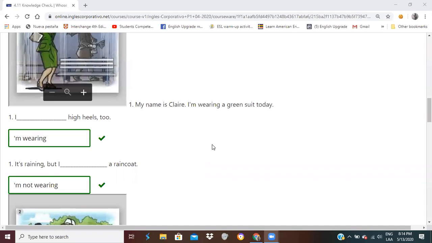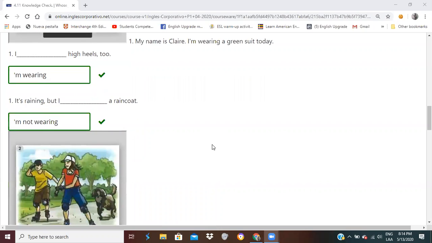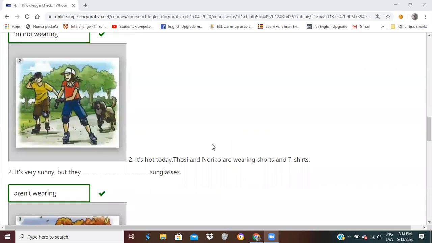I'm wearing high heels too. It's raining, but I'm not wearing a raincoat.